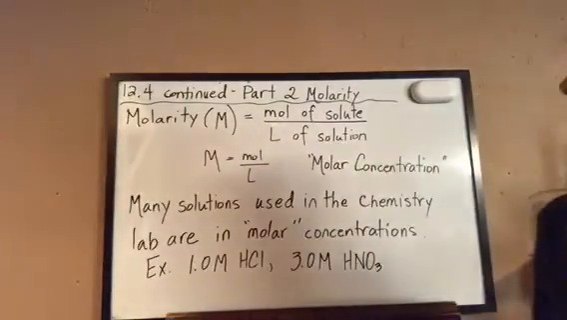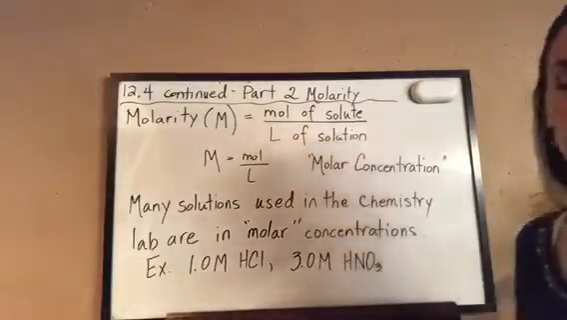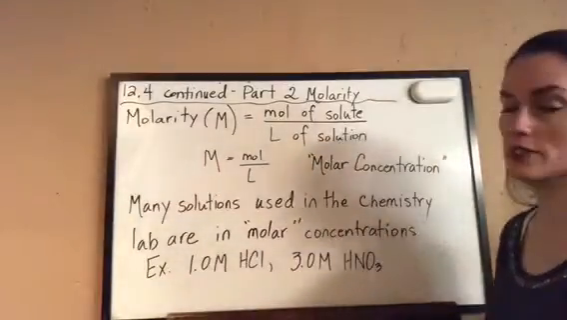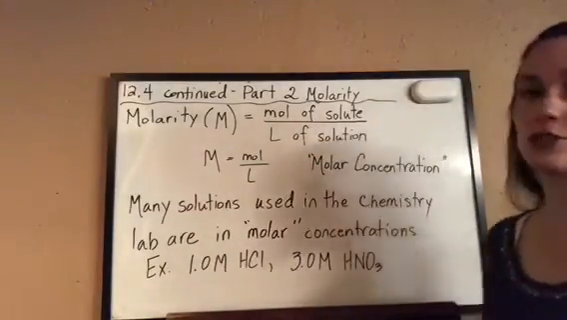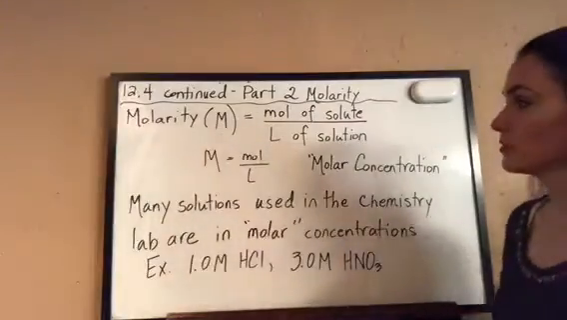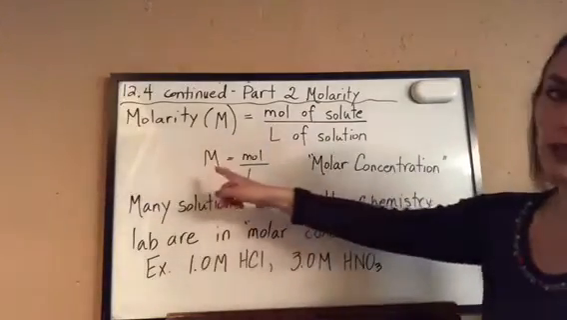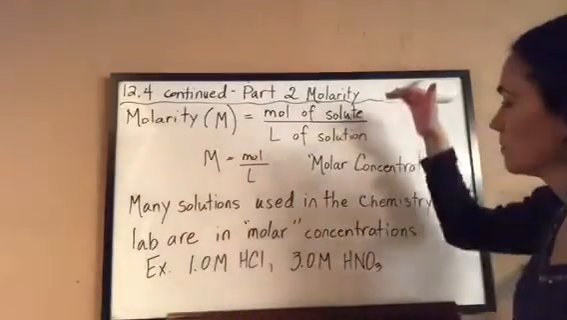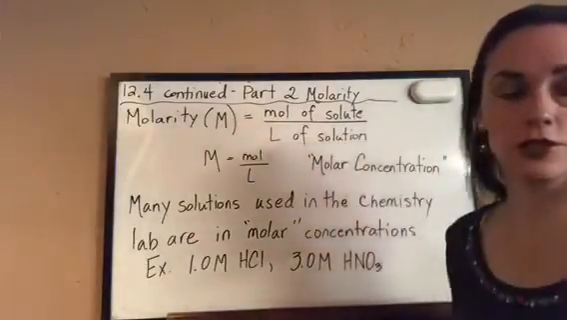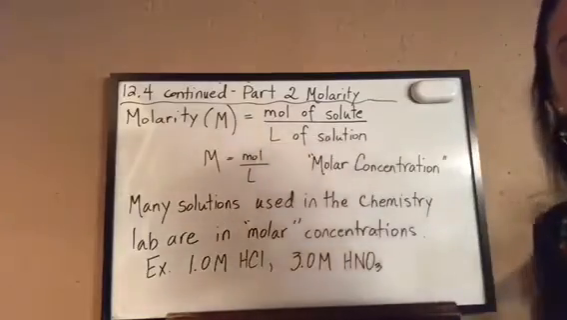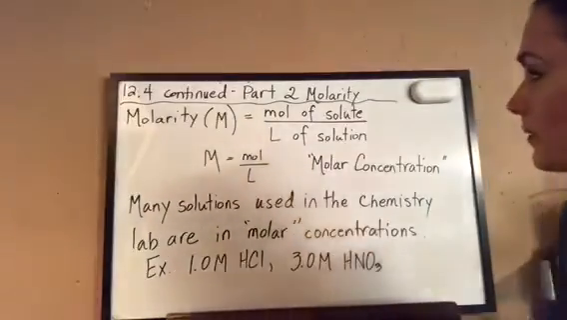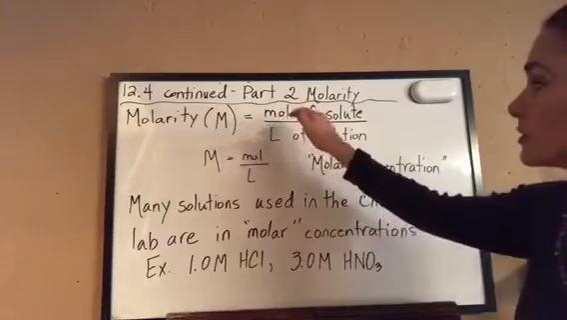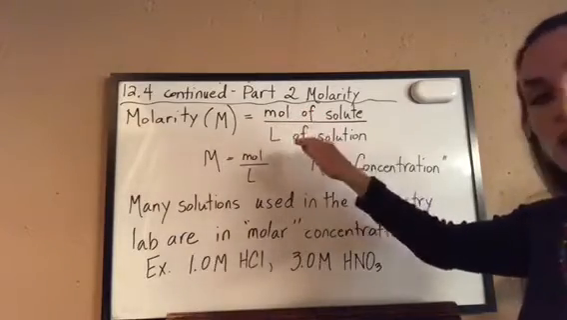So the molarity of a solution is simply the ratio of the moles of the solute per liters of solution. So molarity, represented by capital M, equals the moles over the liters. Moles of solute, liters of solution. It's not a percent, there's no times 100. And we must have moles for the solute and we must have liters for the solution.